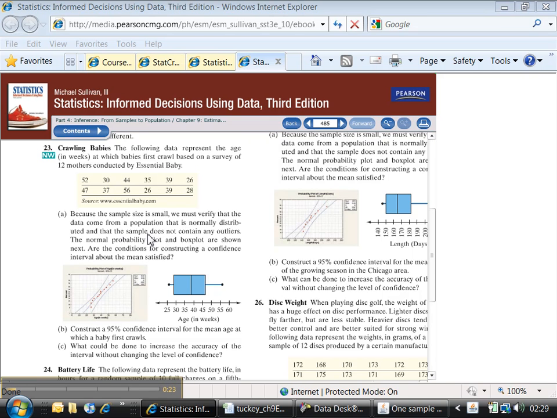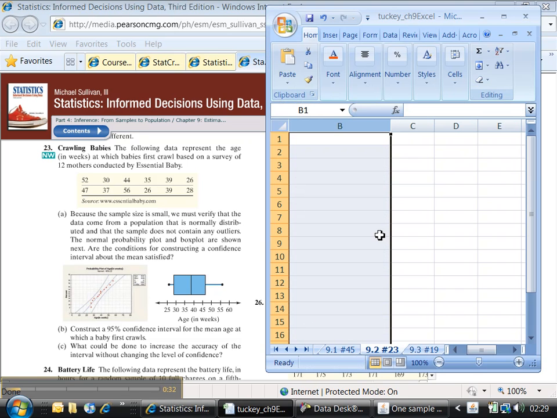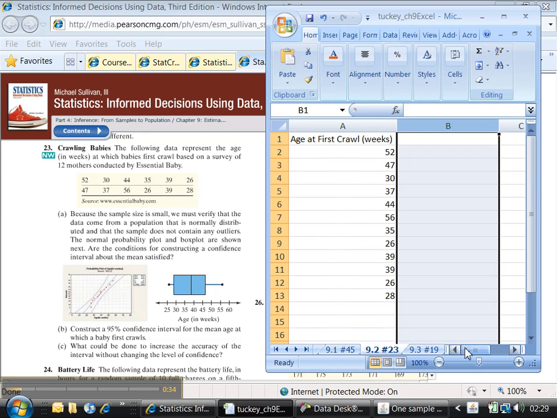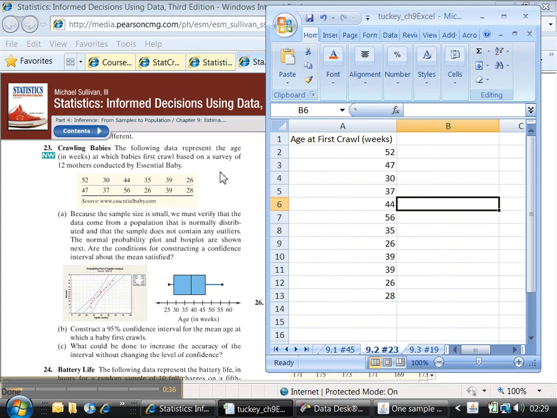There's a reason that they teach you that method first, and it's because you need it for 9.3, but I digress. So let's see here. We've got some data. Now I typed that data in. Oops, you can't see it, but there it is. I typed it in. Right? This is the age that babies first crawl at in weeks.